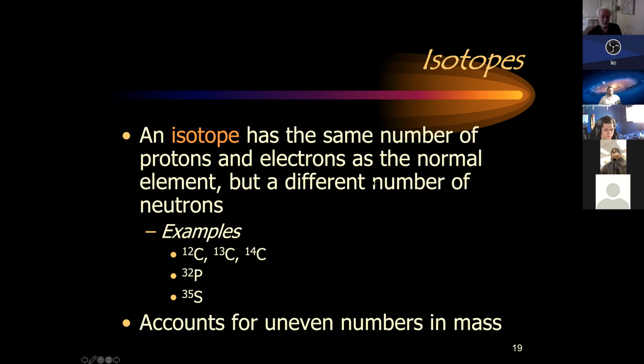So then what is an isotope? An isotope has the same number of protons and electrons, but a different number of neutrons. So remember that the difference between an ordinary element and an isotope is the number of neutrons. As examples, carbon has various isotopes, phosphorus does, and sulfur does, and these are used experimentally as tracers.